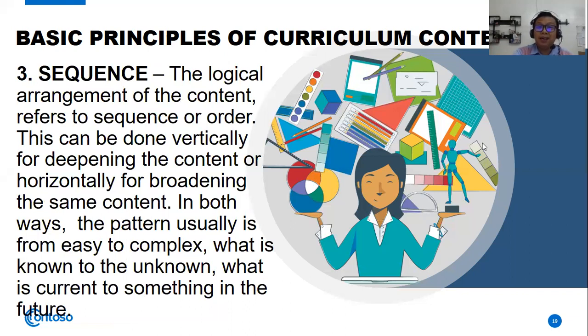It's the logical arrangement of the content. So how can we arrange that? It could be from easy to complex, what is known to the unknown, and what is current to something in the future. So this can be done vertically, pataas, for deepening, or horizontally for broadening.